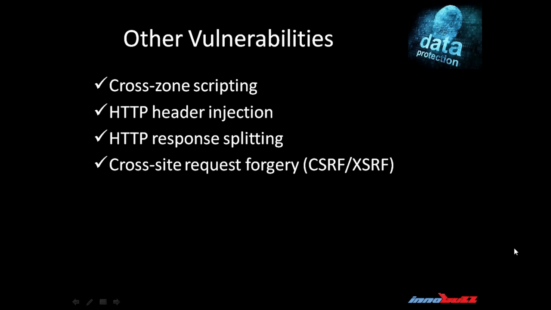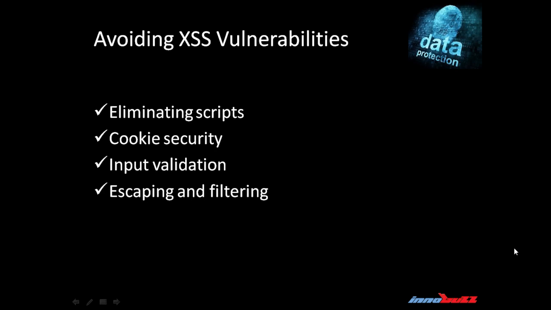Apart from cross-site scripting, there are several other vulnerabilities which are closely related, such as cross-zone scripting, HTTP header inspection, HTTP response splitting, and cross-site request forgery. We shall now look into some of the ways in which cross-site scripting vulnerabilities can be avoided. Although preventing such attacks takes a lot of dedication and research time during development and testing, some of these processes could help streamline the problematic aspects of web applications. These methods include, but do not end with, eliminating scripts, cookie security, input validation, and escaping and filtering.